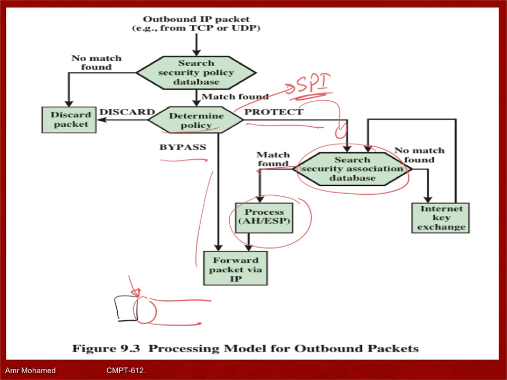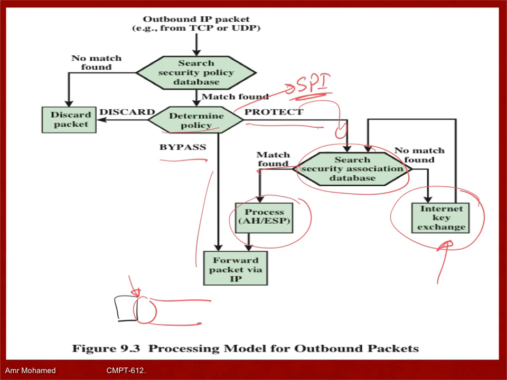If we don't have a match, that doesn't mean that we discard. No. In that case, this means that this traffic has not been assigned a security association yet. So in that case, we consult the Internet Key Exchange, or IKE, to establish a new security association. We'll talk about this next time.